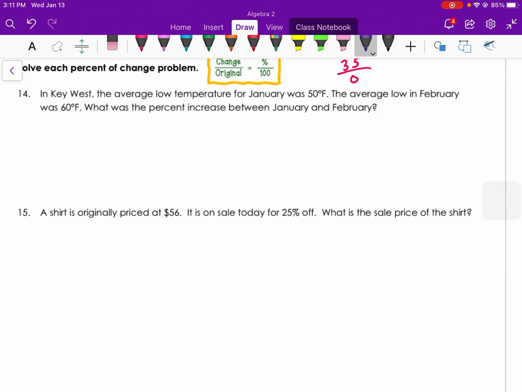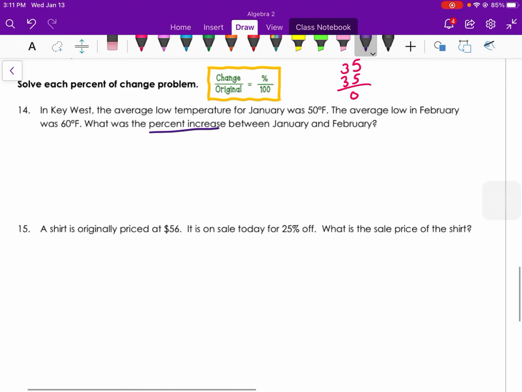In Key West, the average low temperature for January was 50 degrees. The average low in February was 60. What was the percent increase from January to February? So same idea, but we're looking for the increase. So we're going to use the change over original, percent over 100.